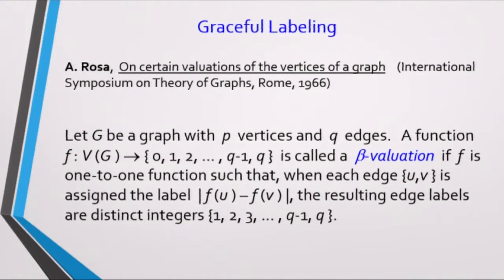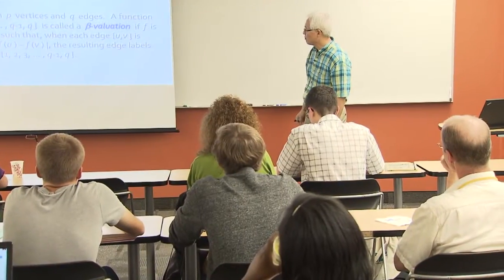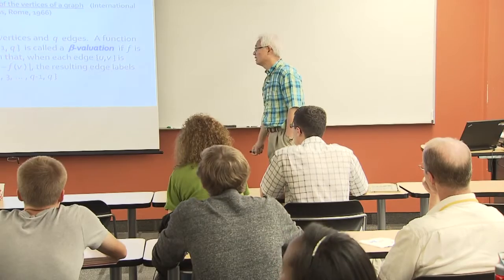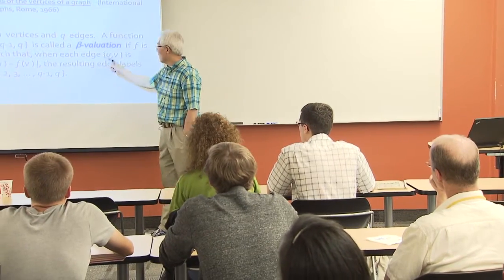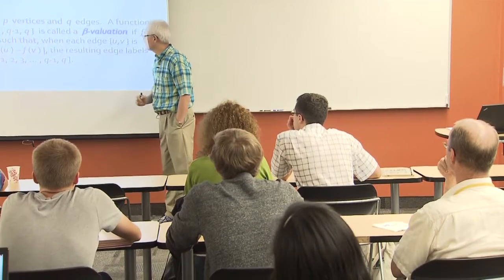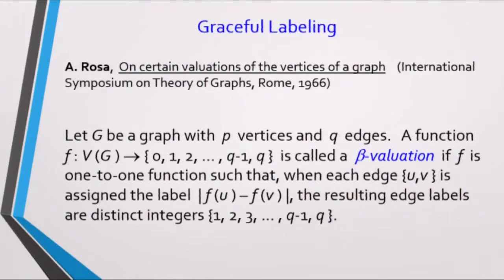Suppose we have graph G with p vertices and q edges. A function from the vertex set to the set of integers 0 to the number of edges is called a beta valuation if the function is one-to-one, such that every edge connecting vertex U and vertex V is assigned a label that is the absolute value of the difference of the function values.